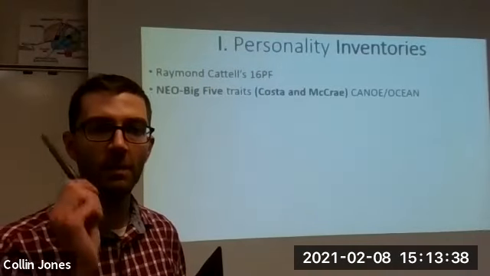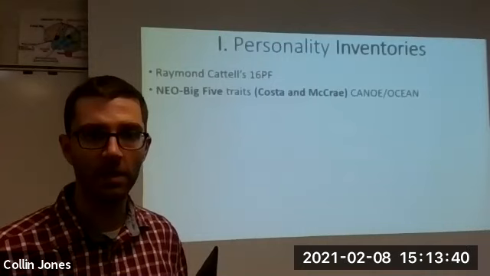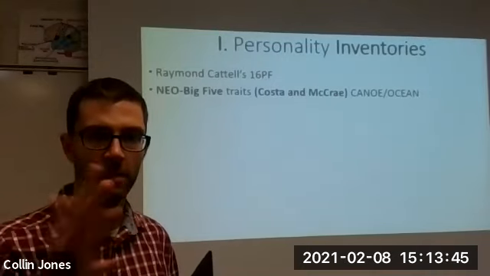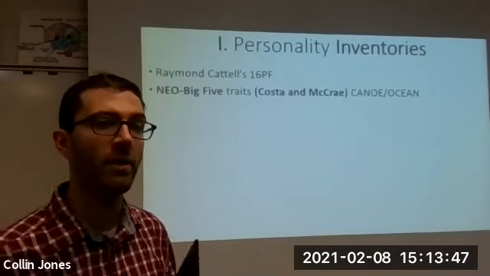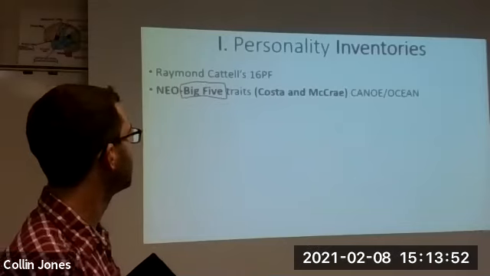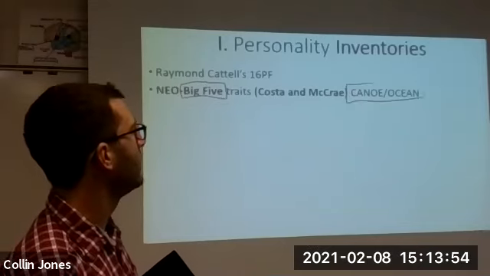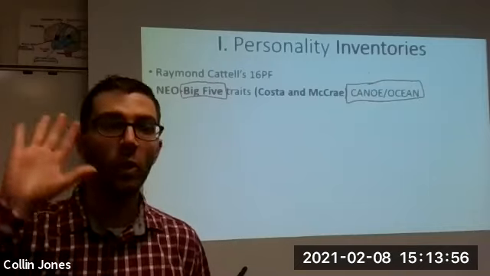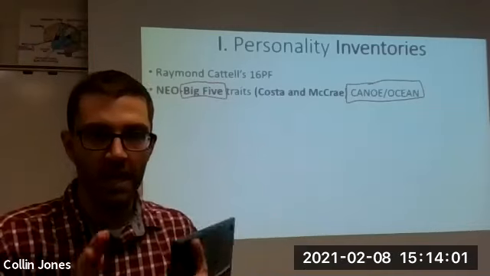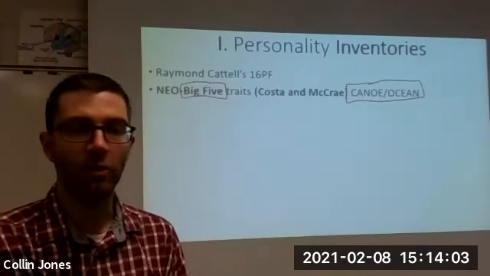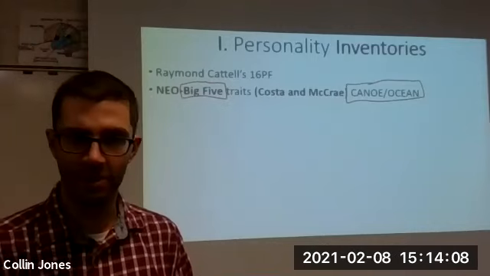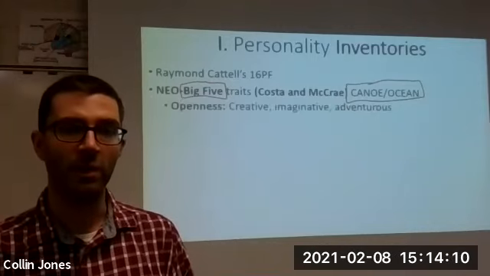Now, two folks named Costa and McCrae, five syllables, they developed a test called the Big Five. Sometimes it's called the NEO Big Five. What they said was that we didn't need to have 16 categories, we could have 5 main categories. They did even more factor analysis to narrow down the categories. We talked about these way back, first day of school, I'm pretty sure. I had y'all take the Big Five so I could learn a little about you.